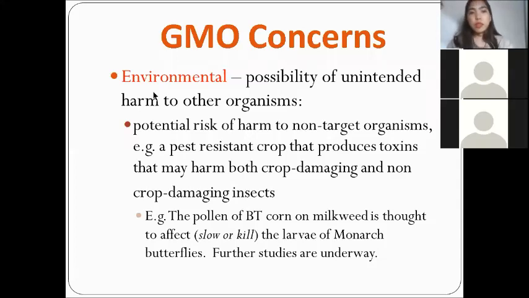First one is environmental. So possibility of unintended harm to other organisms. For example, the potential risk of harm to non-target organisms, a pest-resistant crop that produces toxins that may harm both crop-damaging and non-crop damaging insects. Supposed to be hindi dapat butterfly yung mamatay. But since nagdapo siya doon sa BT corn or dun sa corn na genetically modified organism, may possibility na madamay siya. Kahit hindi naman siya yung target, since example siya ng insect, so mamamatay din siya.